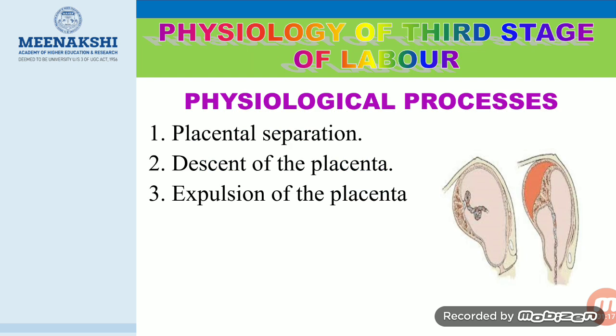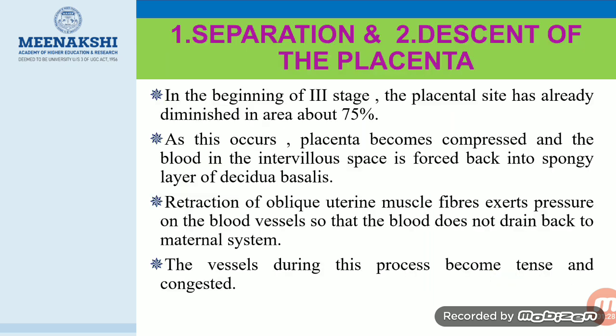Physiology of the third stage of labor includes 3 physiological processes. Number 1 is placental separation. Number 2 is descent of the placenta. Third is expulsion of the placenta.